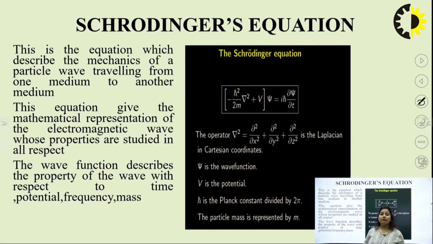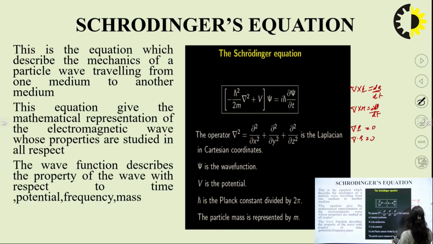We know that there are four Maxwell equations: del cross E is equivalent to minus del B by del t, del cross H is equivalent to del D by del t, del dot E is equivalent to 0, and del dot B is equivalent to 0. These four Maxwell equations consist of those for the electric field, the magnetic field, free space, and no poles. With these equations we can find the plane wave equation easily.